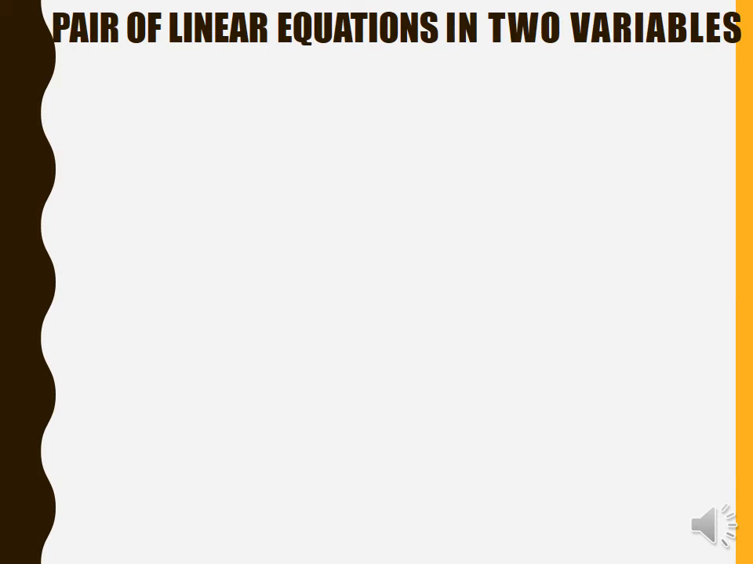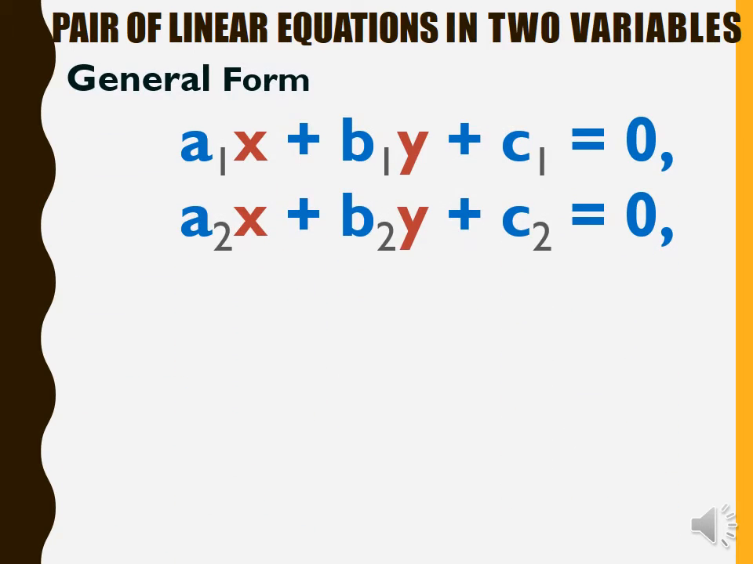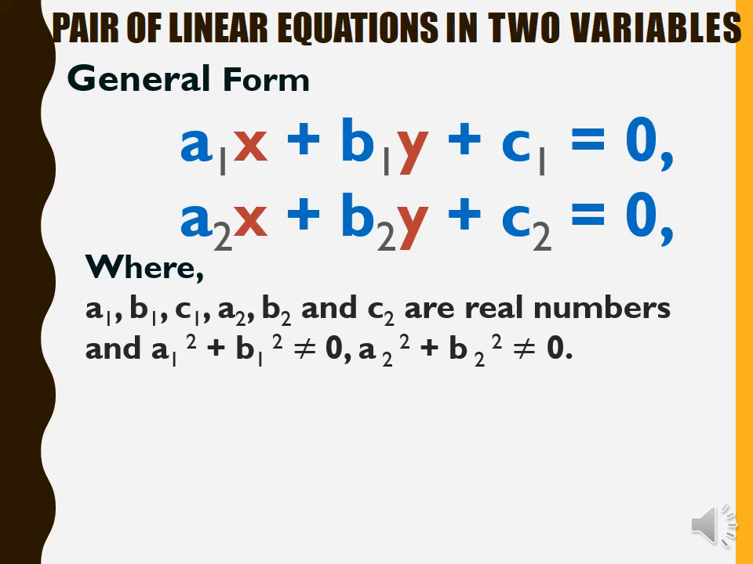A pair of linear equations in two variables can be represented by the general form a1x + b1y + c1 = 0 and a2x + b2y + c2 = 0, where a1, a2, b1, b2, c1 and c2 are all real numbers, and a1 squared + b1 squared is not equal to 0 and a2 squared + b2 squared is not equal to 0.